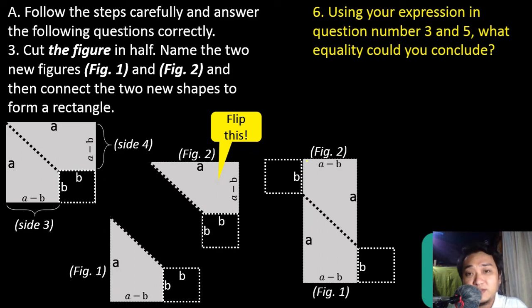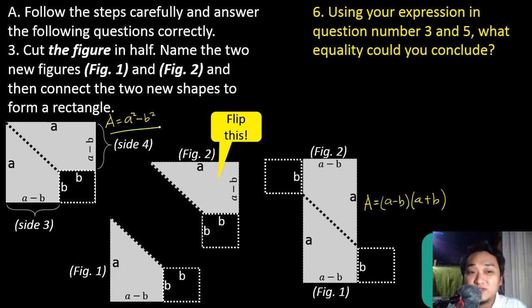The last question that we're going to have is, using our expression in the previous questions, what equality could we conclude? Okay, so kung naalala niyo pa before, yung area nito, etong figure na to, ang total area of that figure will be A squared minus B squared. Now, the same figure na hinati lang, tas binaliktad yung isa and then kinonek uli. So, what can we conclude? Samantalang ito naman, yung area niya is A minus B times A plus B.